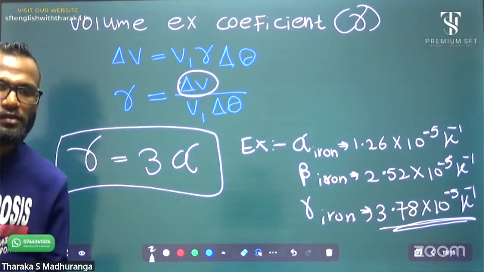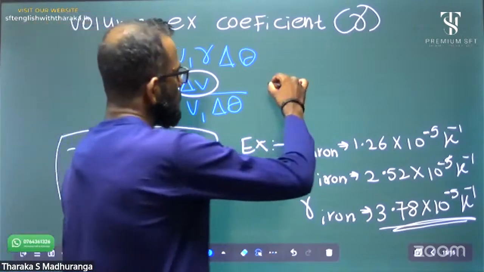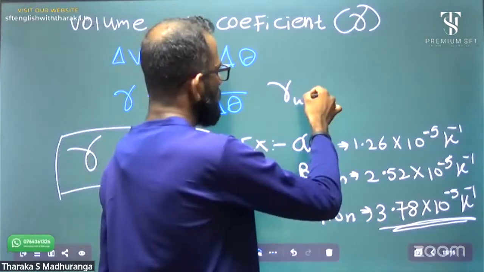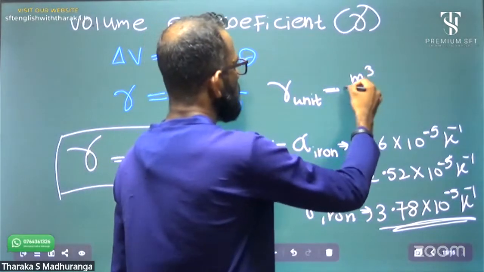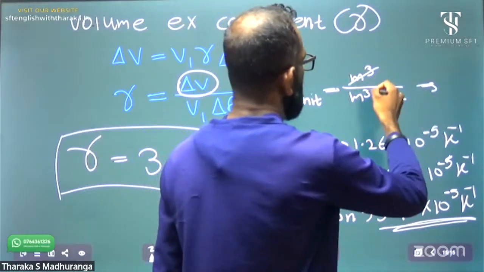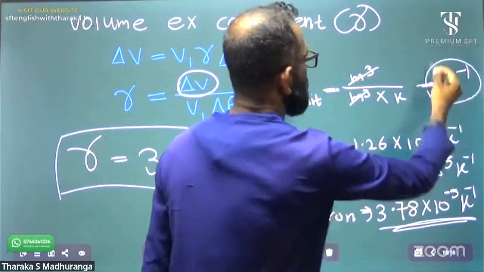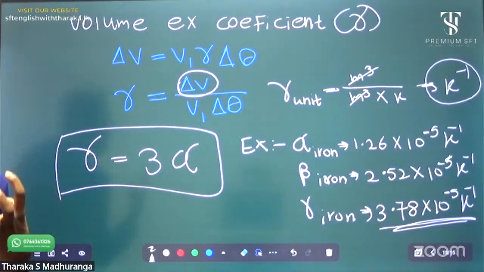Complete. And the unit, put the unit of gamma near the equation: gamma unit equals delta V in cubic meters over cubic meters times Kelvin. Cubic meter cancels cubic meter, so per Kelvin is the unit. It's the same unit for linear expansion, area expansion and volume expansion; for all coefficients, per Kelvin is the unit. All right, complete.